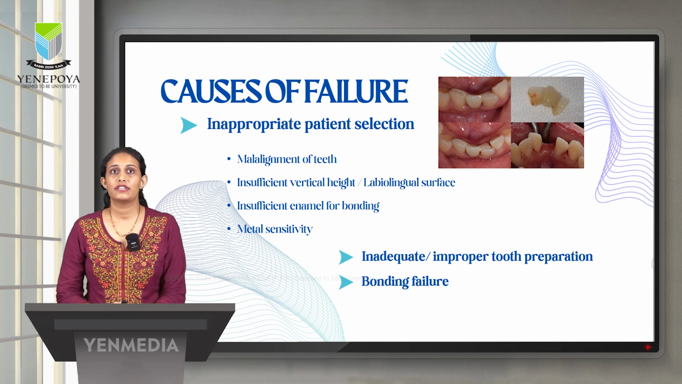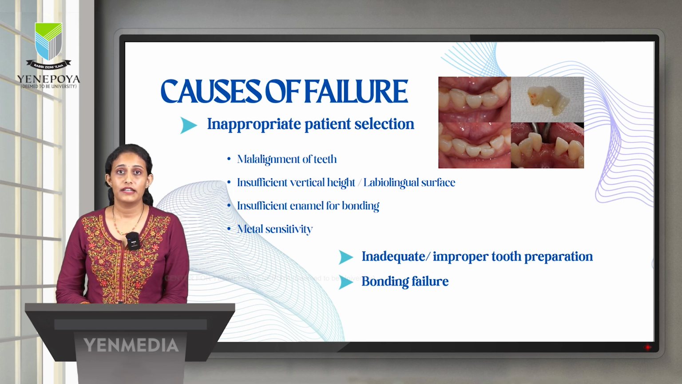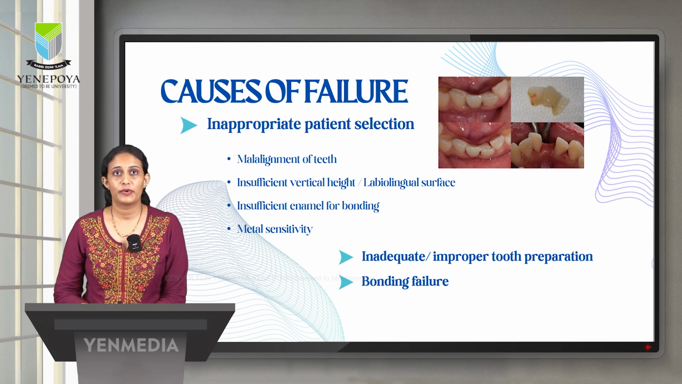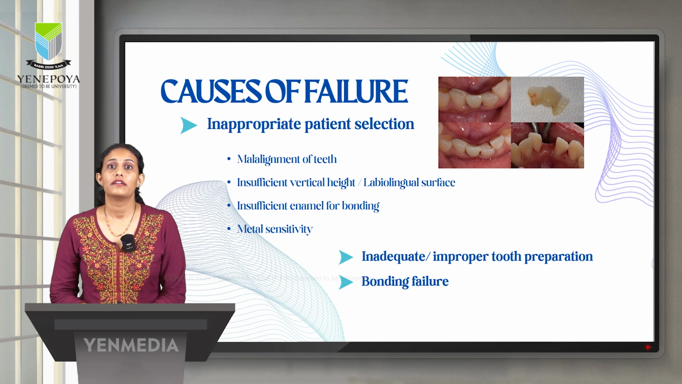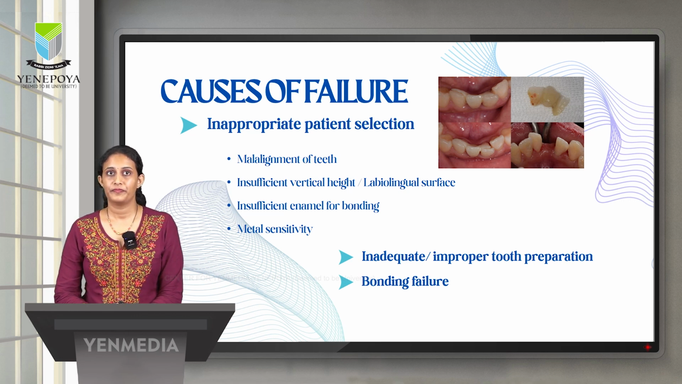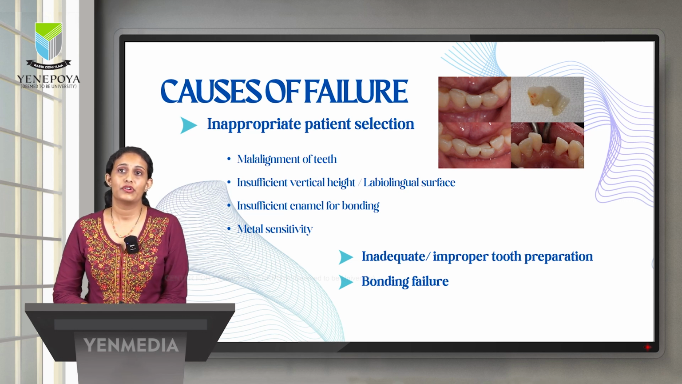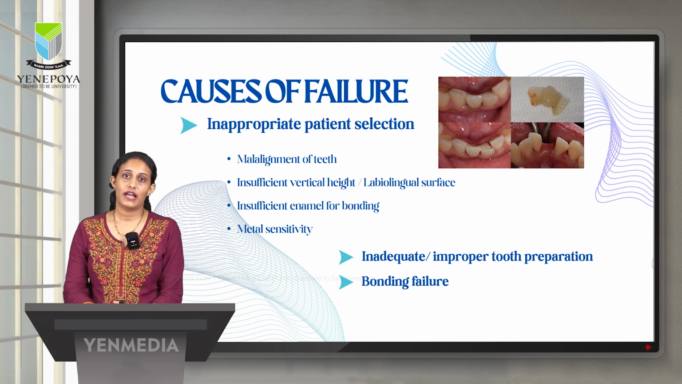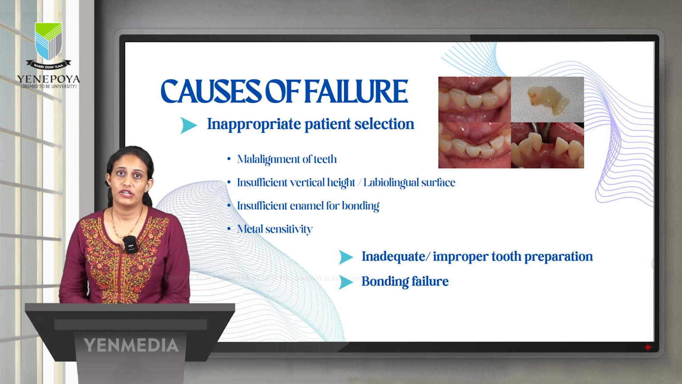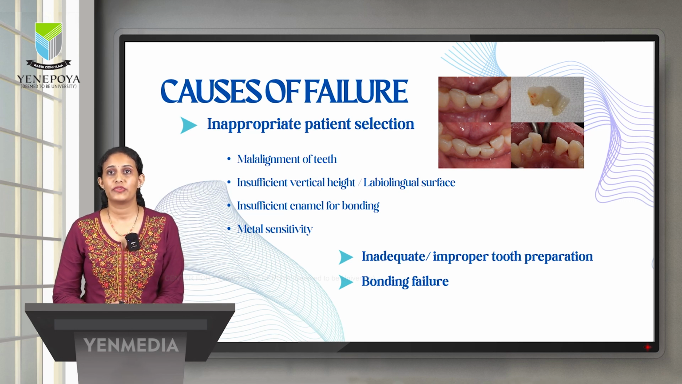The second cause is inadequate or improper tooth preparation. Like I said, there should be a wraparound preparation and at least 180 degrees of the tooth surface has to be prepared. The third one is bonding failure. It can happen due to contamination and improper isolation. So rubber dam isolation becomes a must when you want to cement the resin bonded bridges.